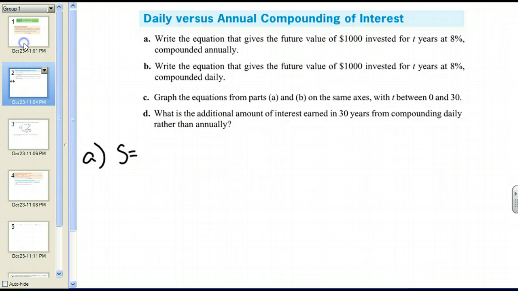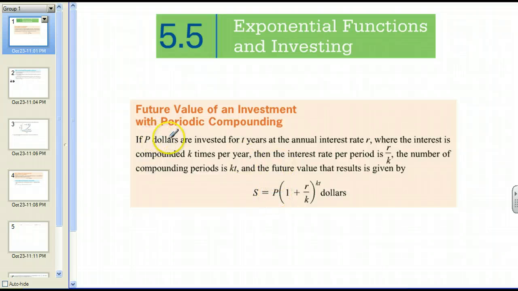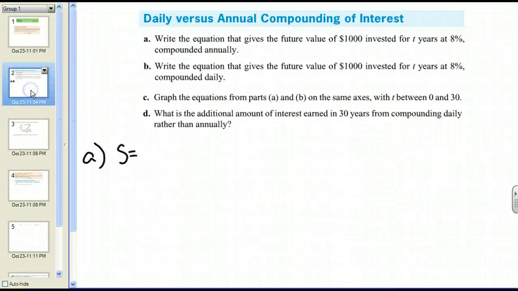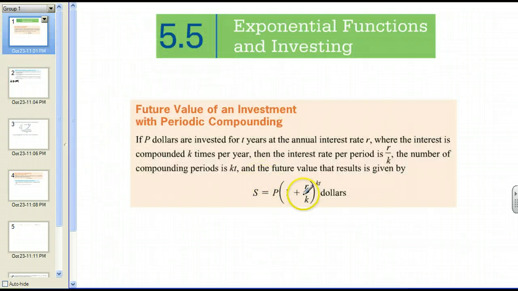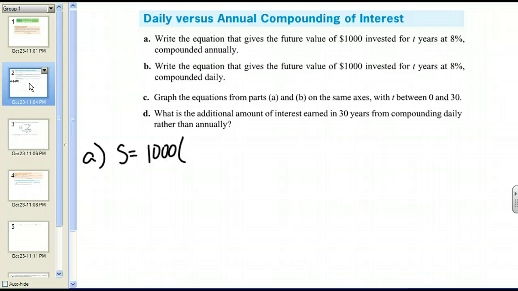If you look at the formula, P is the dollars that are invested. So here the $1,000 is what's invested, so that'll be S equals $1,000 parentheses, and then we have 1 plus the fraction R over K. R is the percent interest rate given as a decimal, so 0.08, divided by K, the number of compound periods in a year.